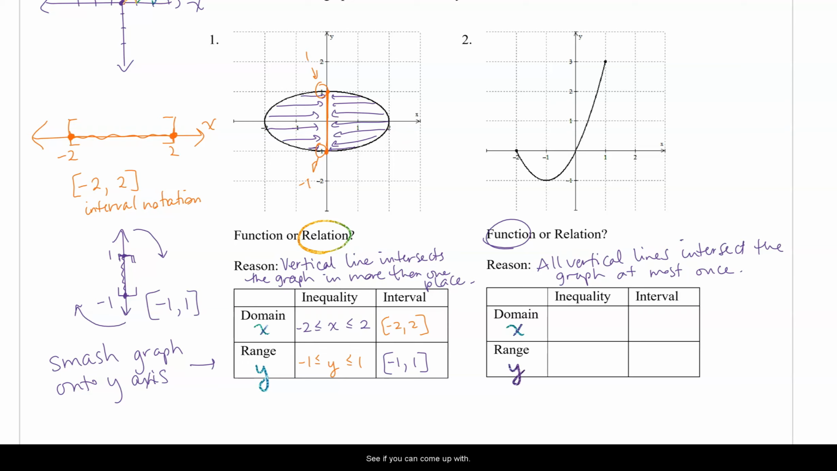See if you can come up with the inequality and the interval for our function in number 2. I'll have the answers on our OneNote so you can check. And we'll take a look at the next examples in the next video.